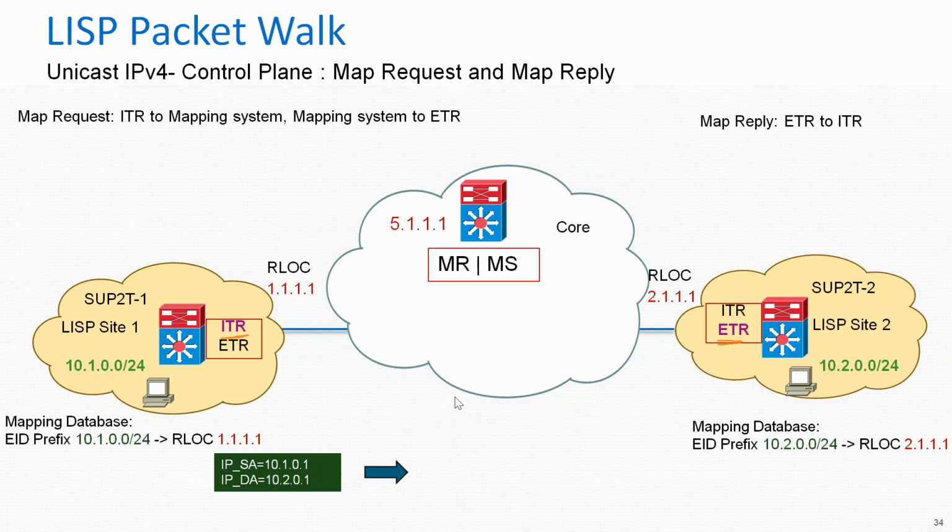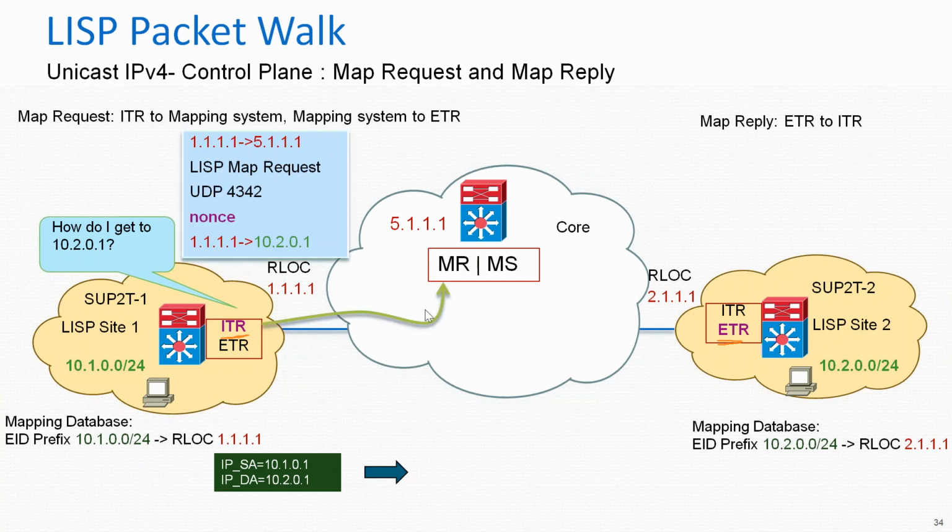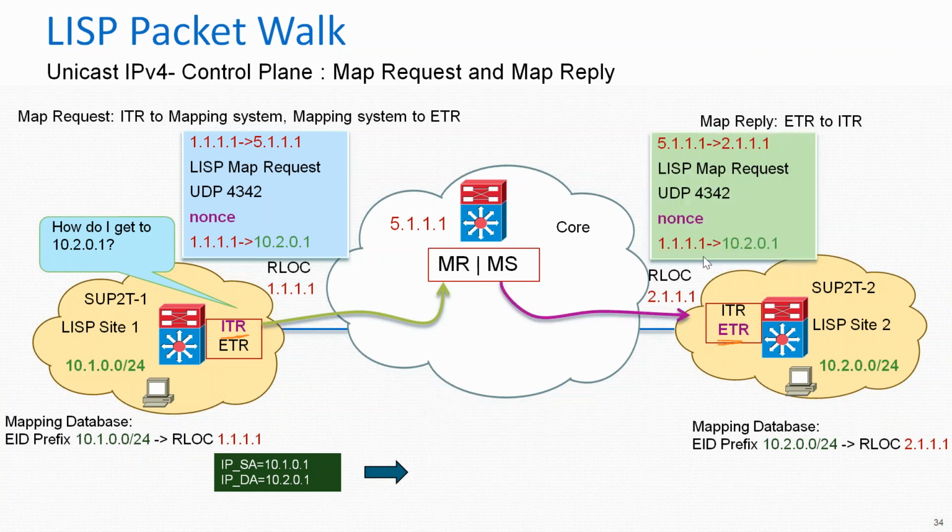Yeah. So you have your source, you have destination. Now this ITR is asking, how do I get 10201? That is the destination. It will query the MR. That will be the map request. Now here in that database, 111 is mapped to 5111, correct? And 1111 has a destination of 10201. That's correct. Now here in the ETR, the 5111 is also mapped with 2111. Okay, this is the LISP map request. So here you can see everything is in the form of request, correct?